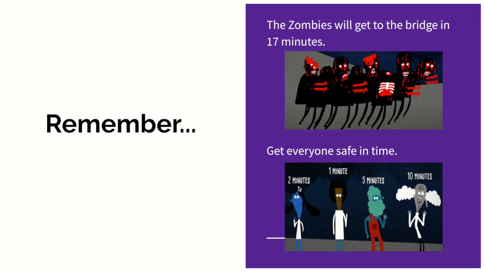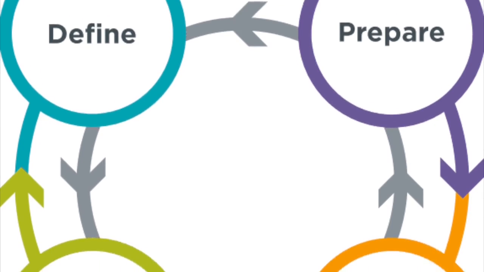The lab assistant needs 2 minutes, you need 1 minute, the janitor needs 5 minutes, and the professor needs 10 minutes. If you notice, that's a total of 18 minutes. So you need to figure out a way to get everyone across safely before the zombies get there. Good luck, and don't forget to use the problem-solving process.